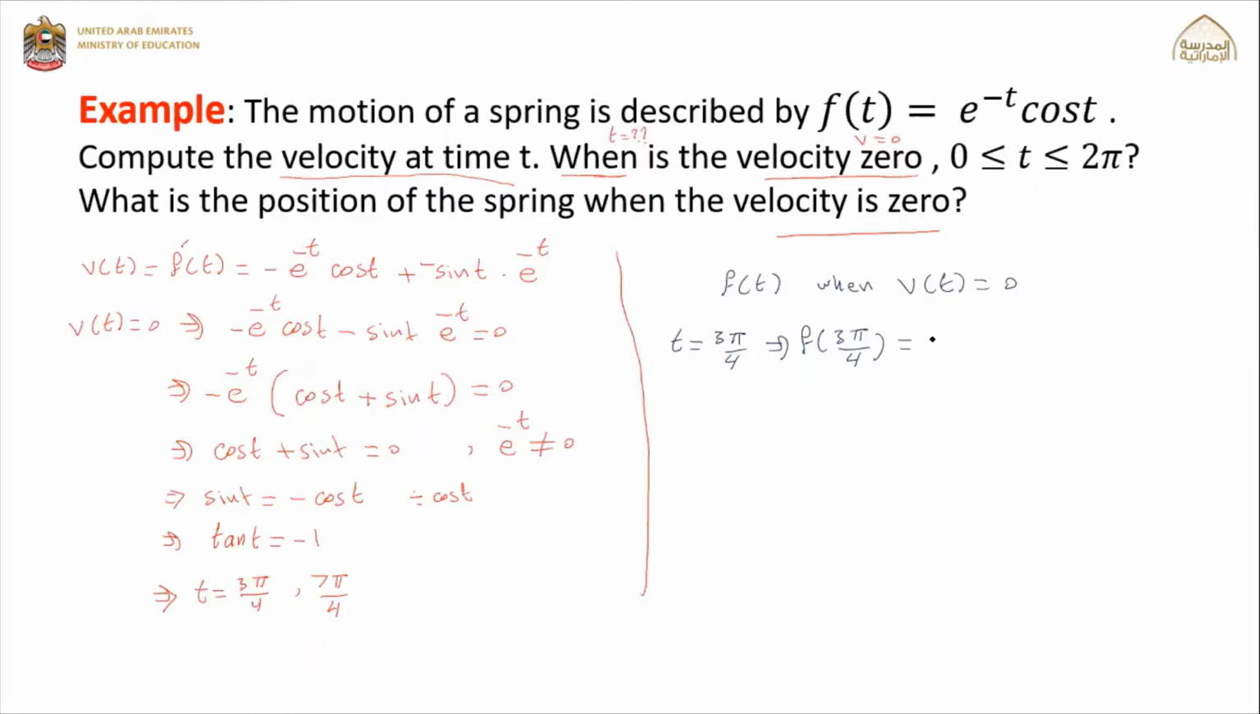So the value is negative 0.067. And when t equals 7 pi over 4, f of 7 pi over 4 equals 0.003. So this is the position of the spring when the velocity equals 0. Say he will take this value 2 times in the first.